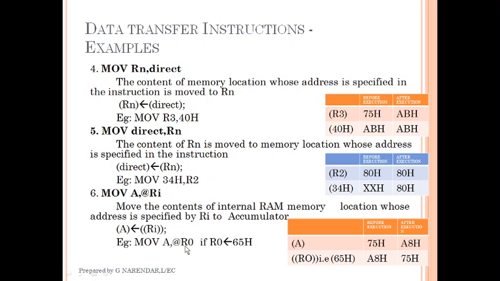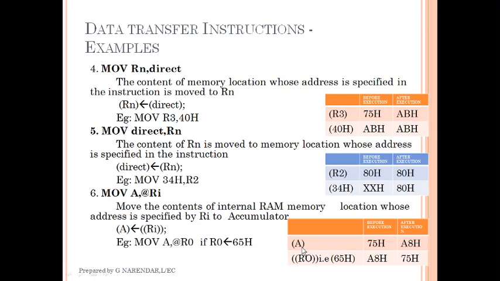MOV A, @R0, provided that R0 has 65H already. Then what will this instruction do? This instruction will copy the data from the memory location whose address is 65H to the accumulator. So here we are showing how the data is copied.